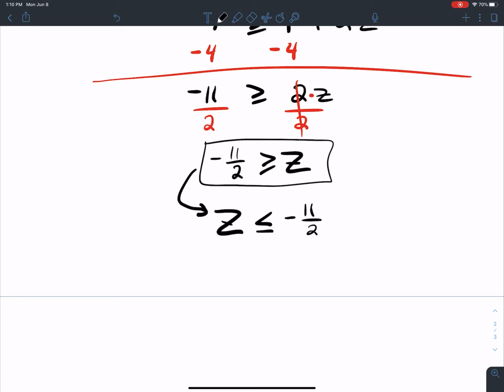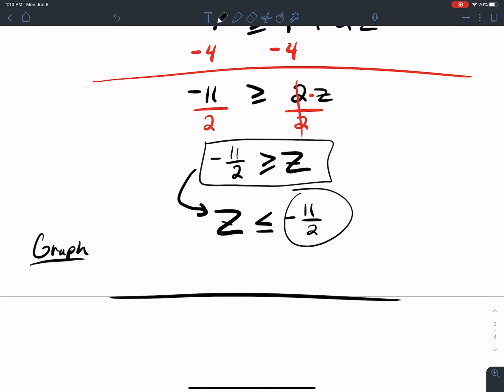So now what I want to do is graph it. To graph it, I need a number line. And on my number line, I need to have for sure one number, and that's this number right here, negative 11 over 2. Now, if you're not really comfortable about where that is, you can type it in the calculator, and you're going to get negative 5.5.